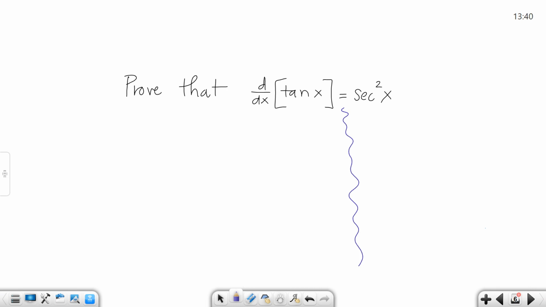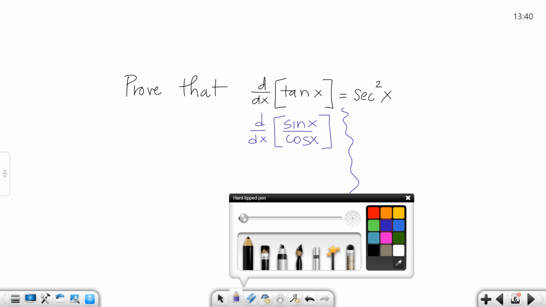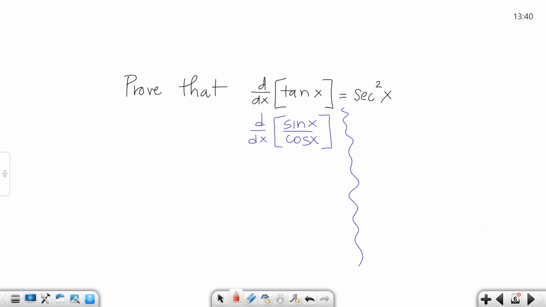The way that proofs work in math is you work one side down until you get the other one. So what I know about the tangent is the tangent equals sine of x over cosine of x. Now, what I can do with that fact is recognize that it's a quotient, and I can take the derivative using the quotient rule. A quotient has a high function and a low function.